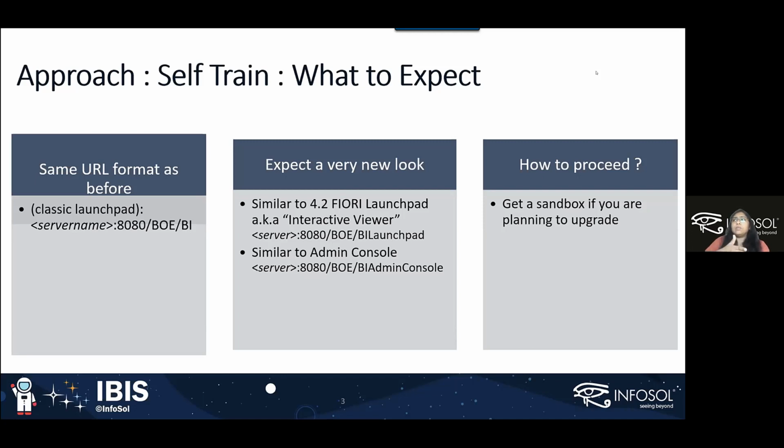4.2, which was also called the interactive viewer. In 4.2, it offered a classic launchpad and the FIORI launchpad. The FIORI launchpad was purely interactive and for super users, but it had a different URL format, like BI launchpad instead of BI. But for the FIORI launchpad of 4.3, the URL will be your server name, port number, /BOA/BI. If you have used the BI admin console in 4.2, that is a FIORI look and feel, and the new interface will look similar to that.